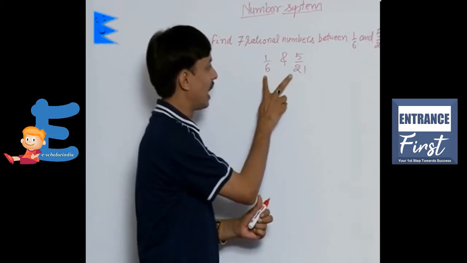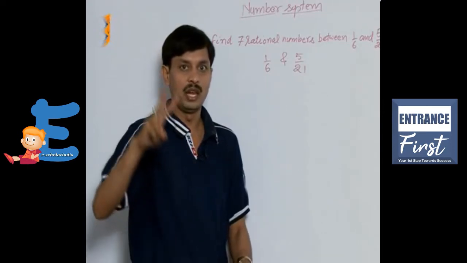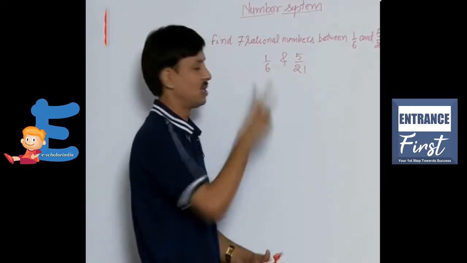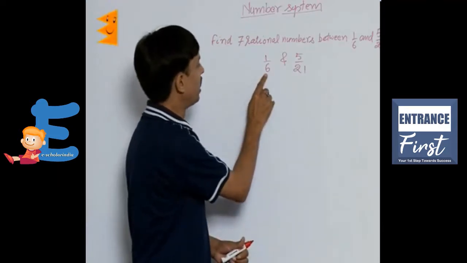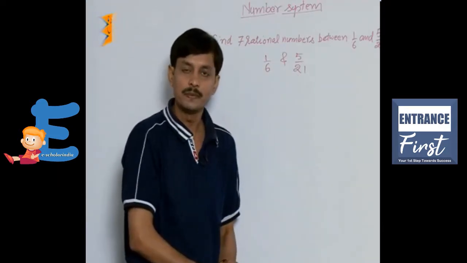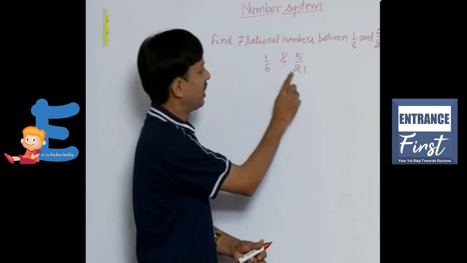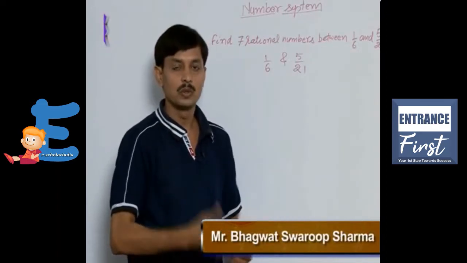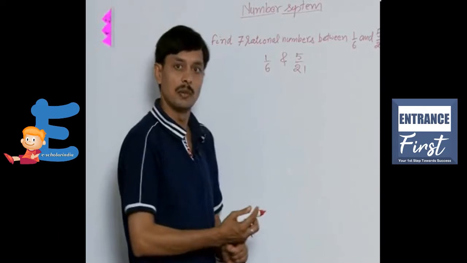Before inserting, we have to make their denominators the same. As and when we want to insert some rational numbers between two rational numbers, their denominators must be the same. Here the denominator is 6, here the denominator is 21. What is such a number by which we multiply this denominator and this denominator so that they become equal? First of all, we will see what that number is.